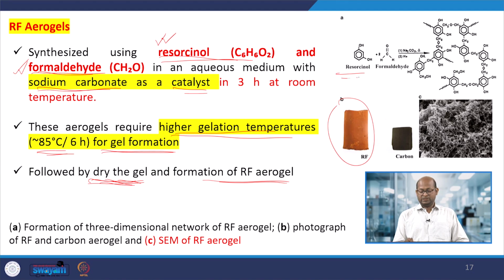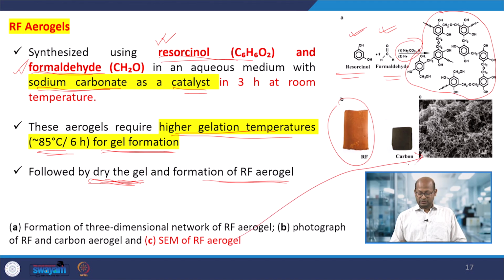So this is the precursors, resorcinol and formaldehyde, that you have taken, and I said sodium carbonate was the catalyst, and then this type of network of RF resorcinol formaldehyde condensation would form, so that structure would form. And here is the SEM image of the RF aerogel. The same image you can see, so whatever is formed, the pores are also present. So we can prepare it this way.